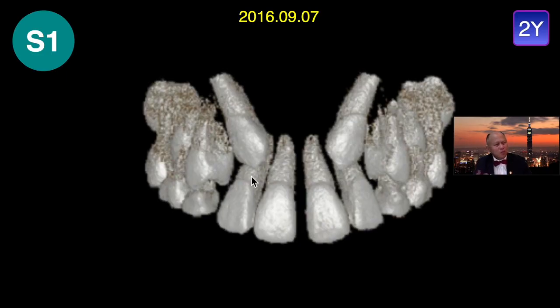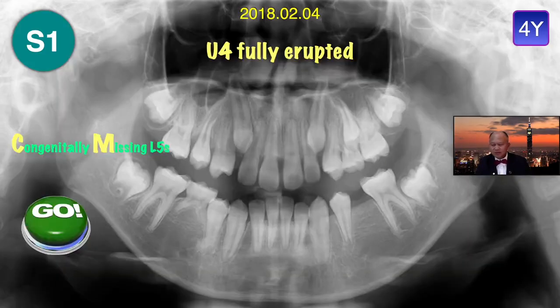And what would be your thought about the future of this impacted canine? Are they going to upright by themselves after I take out the first premolar? Or will they stay that way? Or do you want to have a surgical exposure and use a 3D level to bring this back, or any sort of thing?